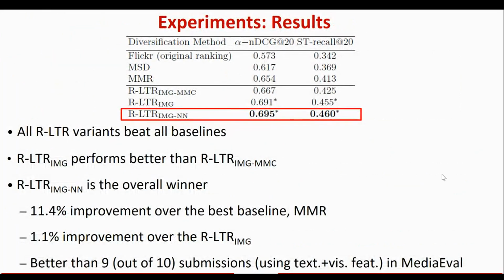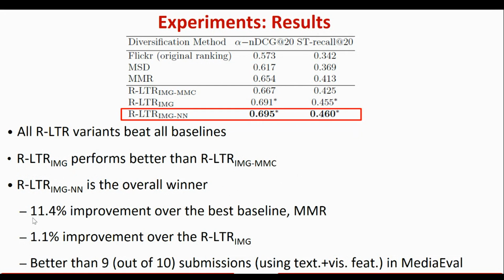Here are the experimental results. As you see, all of the R-LTR variants beat all three baselines. R-LTR-MMC, the adaptation of the original R-LTR, performs better than the image MMC, that is, following the MMR paradigm is more useful here than taking into account the feature diversity. And finally, the neural network version with a hidden layer of the R-LTR image is the overall winner.